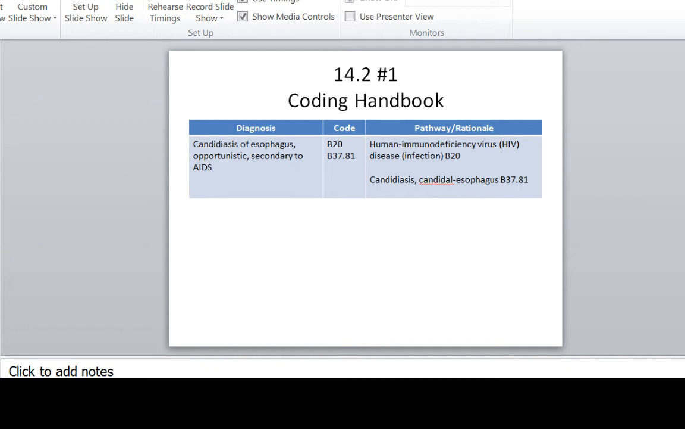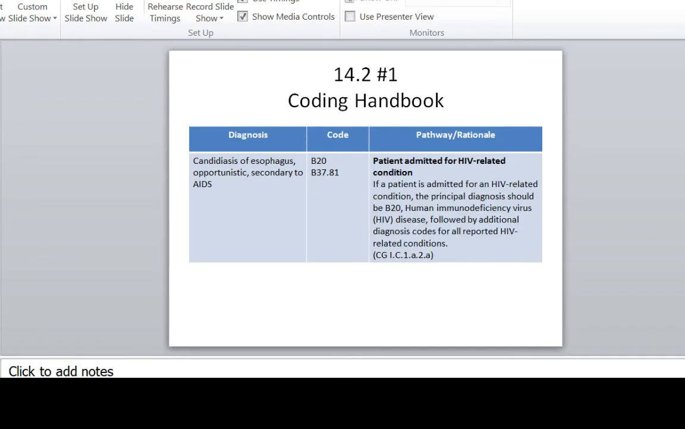So here's an example. Someone has come in with candidiasis of the esophagus, opportunistic, secondary to AIDS. When you see that term opportunistic, that tells you that this is directly because of the AIDS. It is a related condition. So our path is to start with our main term human immunodeficiency virus, infection B20. I'm going to trust that you can find that on your own. And candidiasis or candidal esophagus B37.81. And the rationale for that is the patient admitted for an HIV-related condition. And here's where I've quoted that guideline.